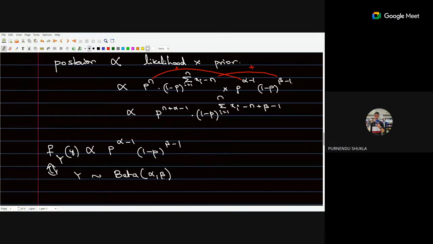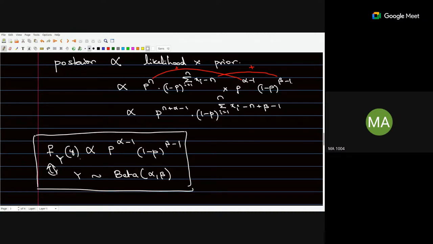I am coming to that, but before that I took a jump. I am just saying that if my density function is proportional to p power something and (1 minus p) power something, then I know the distribution is actually beta. The something minus 1 for p comes as the first parameter, and the something minus 1 for 1 minus p comes as the second parameter. If it is p power alpha minus 1, that alpha comes as the first parameter. So now do the same thing here.